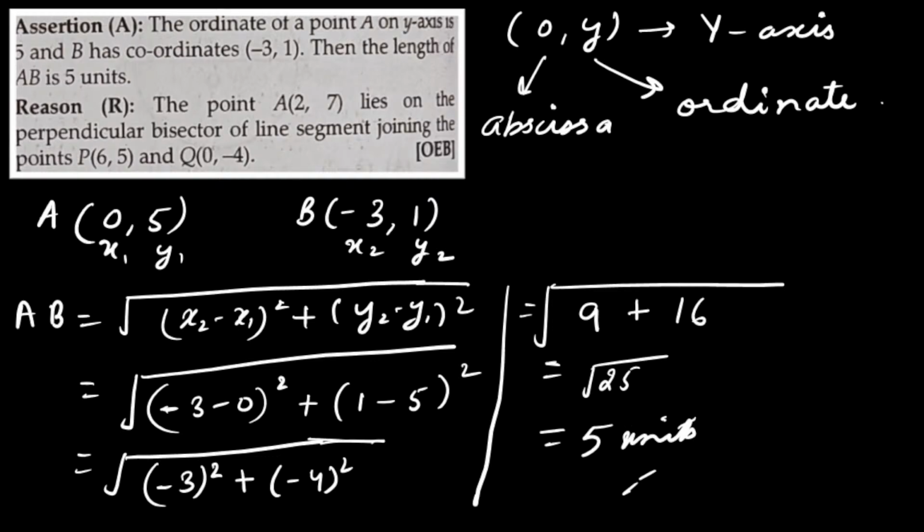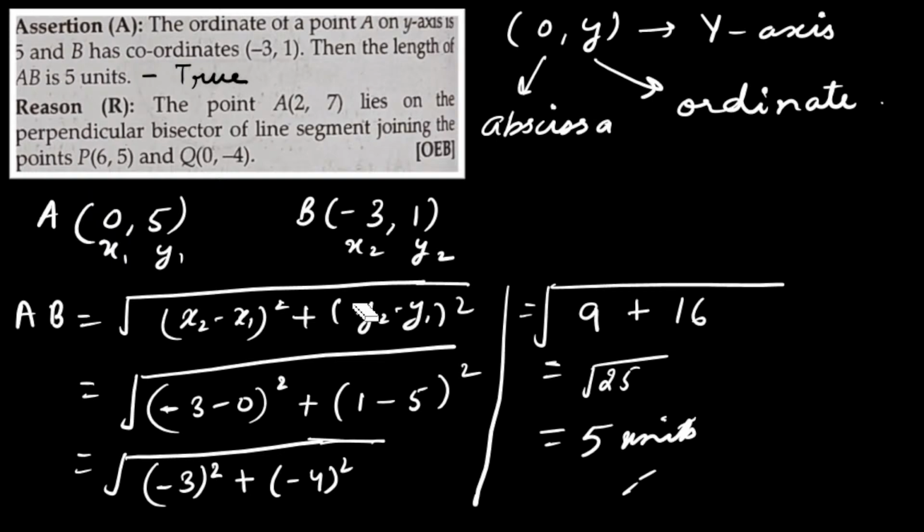So here is the same thing they have mentioned. The distance between A and B is 5 units, and they have mentioned the length of AB is 5 units. So that means it's correct. Length and distance are the same. So A is true, because the length of AB we are also getting as 5 units.